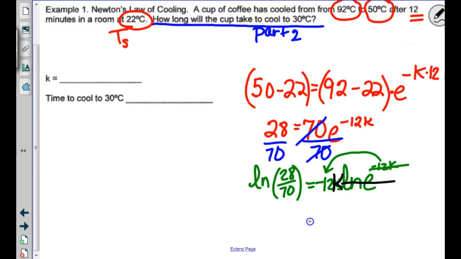So what do we have left to get the k by itself? Yeah, divide by negative 12. Now, this is a cooling process, so the k value is going to be negative. Actually, it's going to turn out positive because of the negative down there, I think.